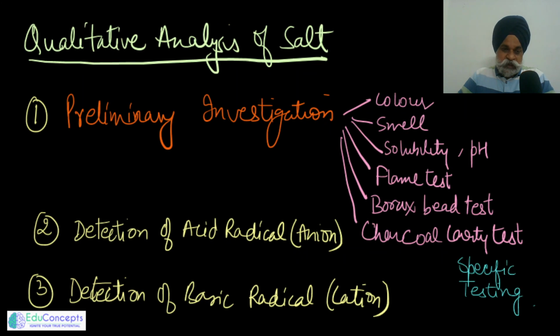Now coming to the topic of qualitative analysis. In qualitative analysis, you first take the salt and do the preliminary investigation, in which you see the color, smell, solubility, which is very important as I said, and the pH. This point would address many things: if you put a salt into water, the pH being less than 7, more than 7, or 7 would tell you whether the salt is strongly basic, strongly acidic, or neutral.